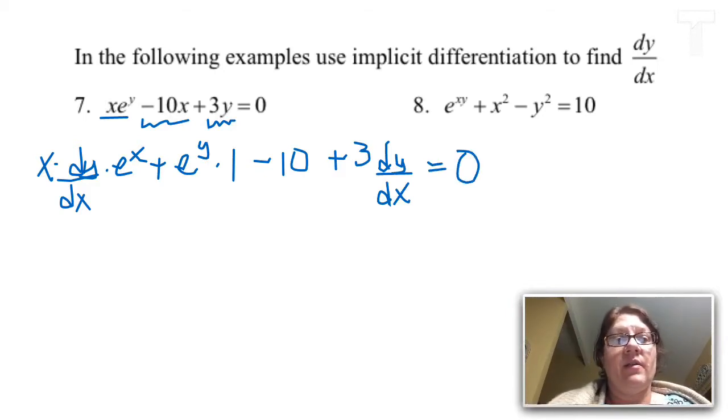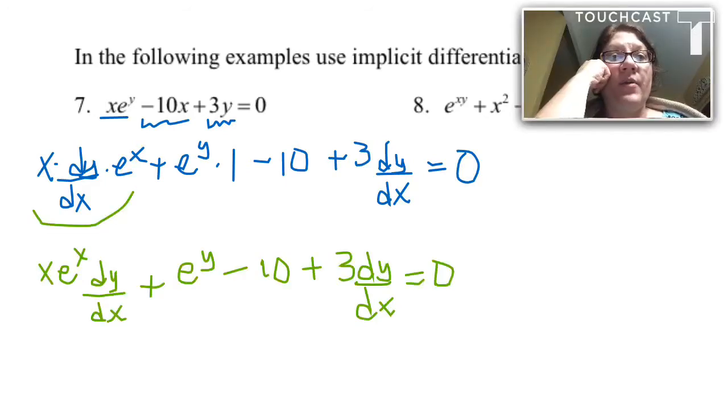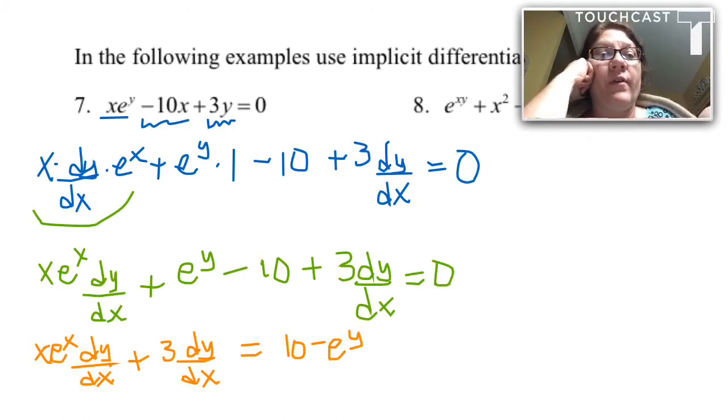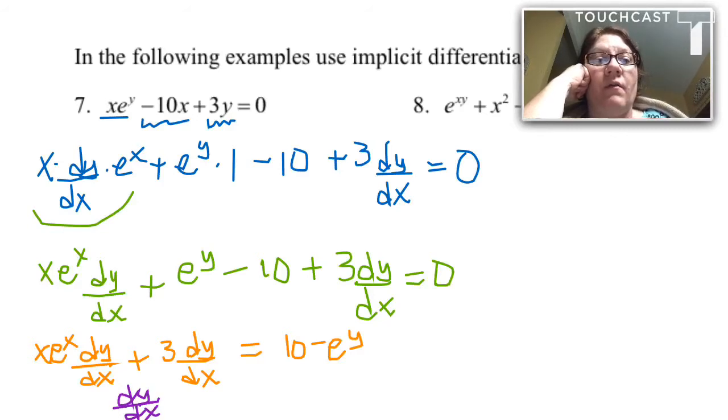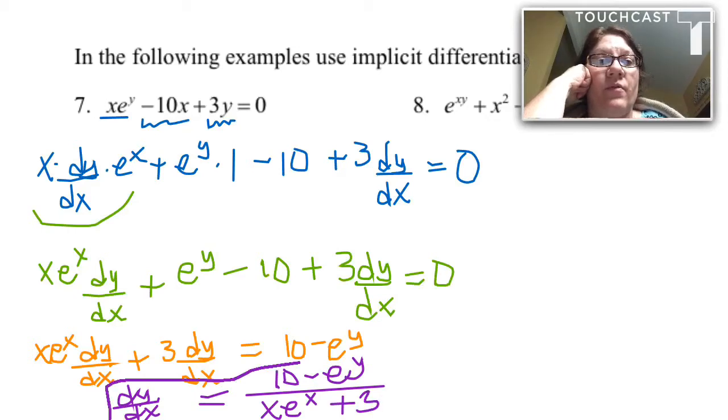So let's see how I can merge this stuff. Okay, so not much different there. So I'll move the terms that don't have dy dx to the other side. And then of course I'll factor out the dy dx and divide by the stuff that's left over, so it should look like this. Plus 3. There I go. I guess it wasn't really so bad.